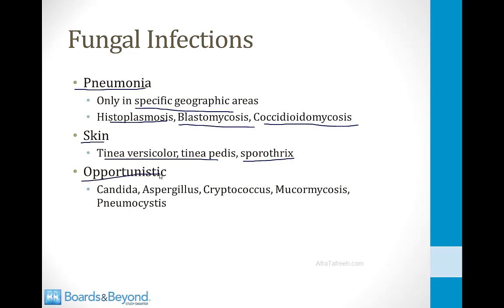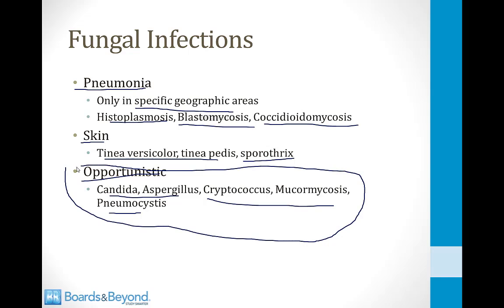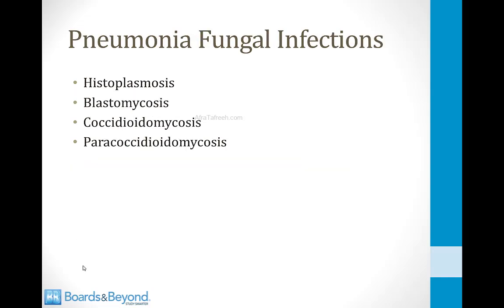And finally, there are the opportunistic infections. These are like Candida and Aspergillus and Cryptococcus and mucormycosis, also pneumocystis. These only happen to people in certain immunodepressed or vulnerable states. So there are four fungal pneumonias you need to know about. These are histoplasmosis, blastomycosis, coccidiomycosis, and paracoccidiomycosis. And they can all cause pneumonia, but they each have some unique features that you need to know about so you can recognize them in board questions.